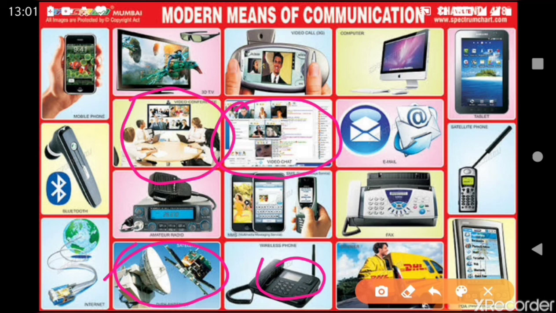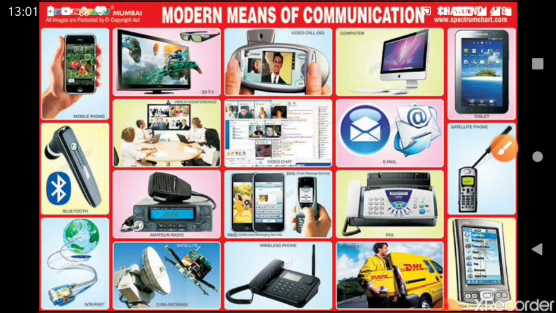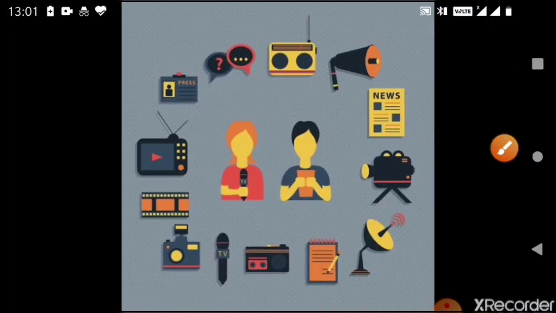Through Bluetooth we can connect with another phone. This is mobile phone, this is mobile phone, this is maybe your computer screen. So these are all modern means of communication. See here, these are again some means of communication.